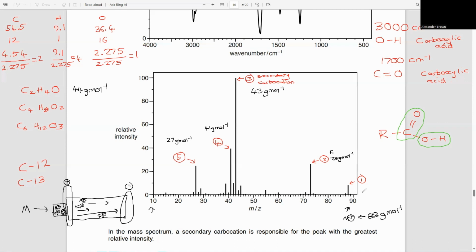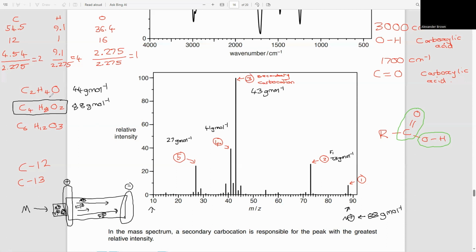Okay, so let's have a look at the next one. So C4: we've got 12 times 4 plus 8 plus 16 times 2, which is 88 grams per mole. So this must be the molecular formula of our compound. So our compound must have this formula.